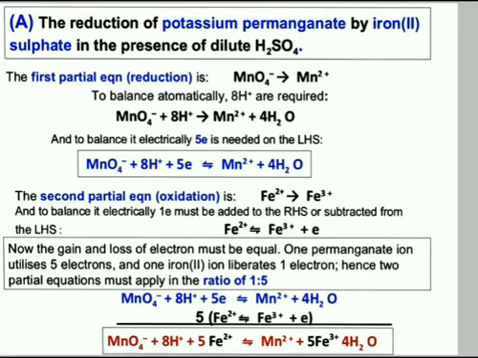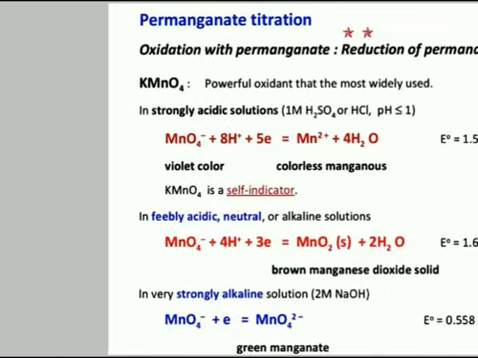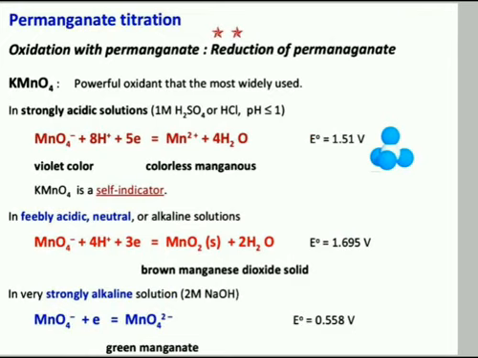Therefore in this reaction, the permanganate ion MnO4 minus undergoes a reduction reaction, and Fe2 plus undergoes an oxidation reaction. Here potassium permanganate undergoes reduction, so it is called the oxidizing agent, and Fe2 plus undergoes oxidation, so it is called the reducing agent. And we shall take another example for permanganometric titration.